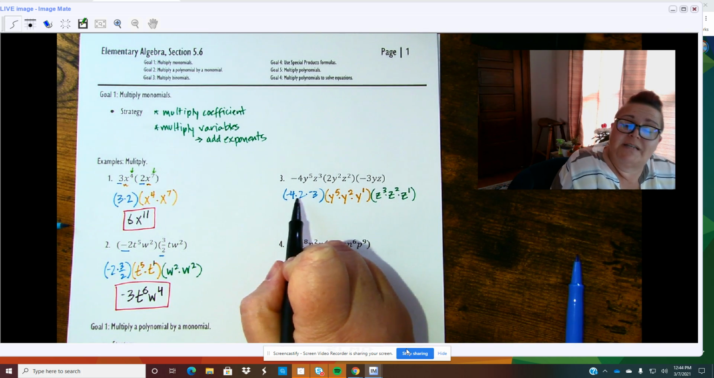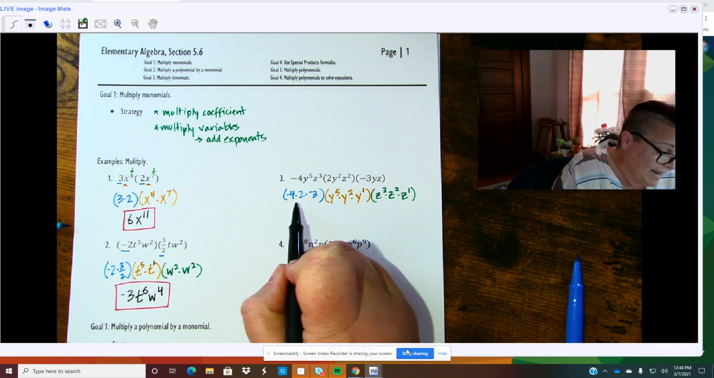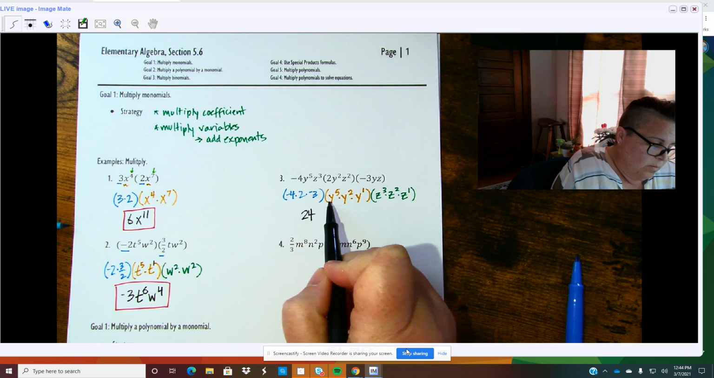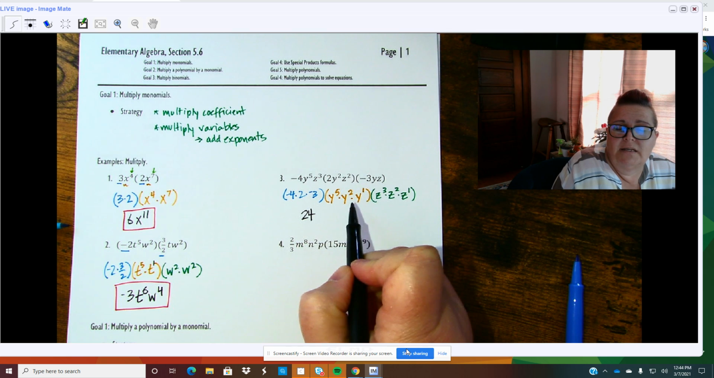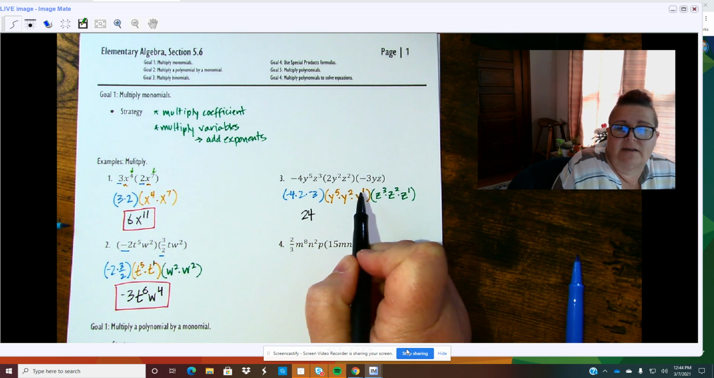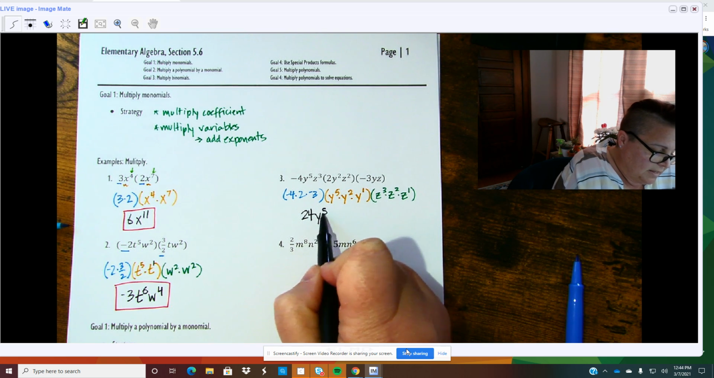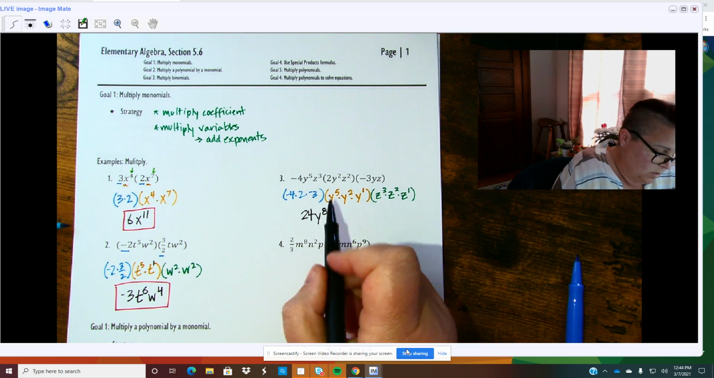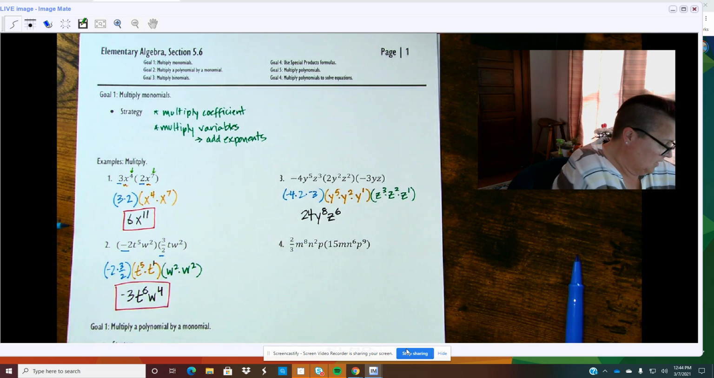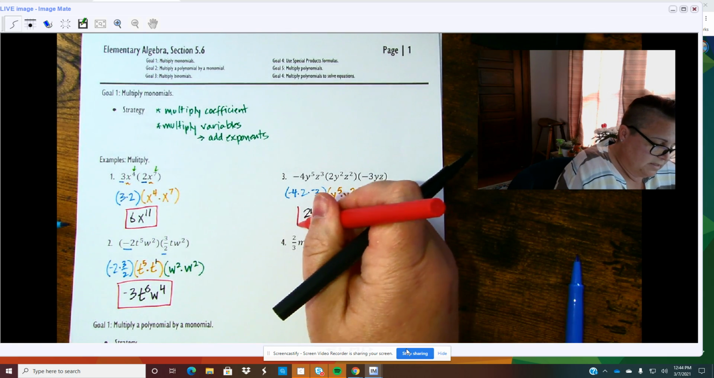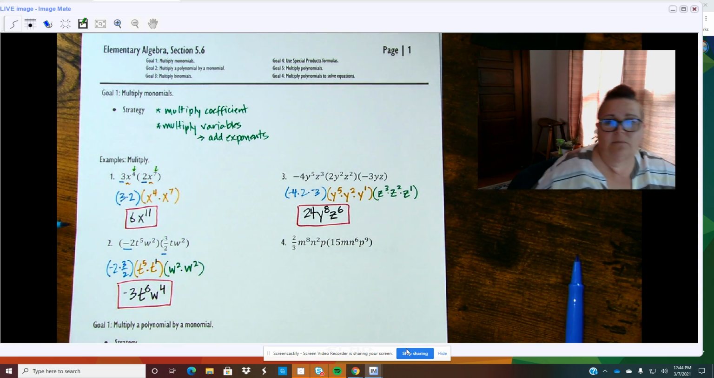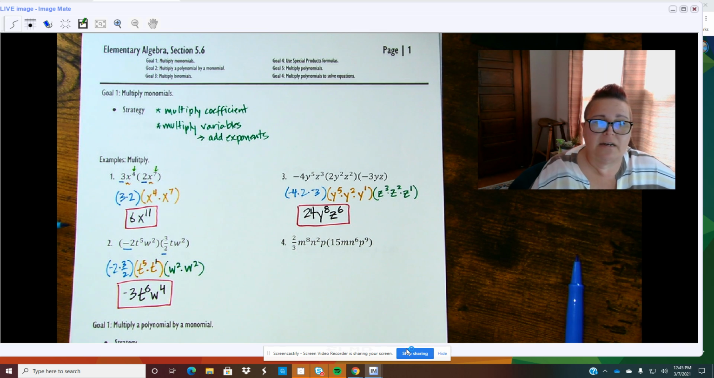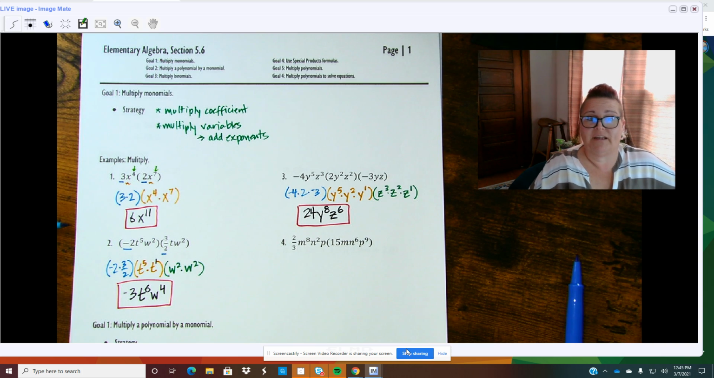So -4 times 2 is a -8, times a -3 would be a 24. Y to the 5th times a y squared is y to the 7th, times one more would be a y to the 8th. A z to the 3 plus 2 plus 1 would give me a z to the 6th. And then I have a 24, y to the 8th, z to the 6th. And that would give me my new monomial. Monomial times a monomial is going to give us another monomial, as long as we simplify correctly.